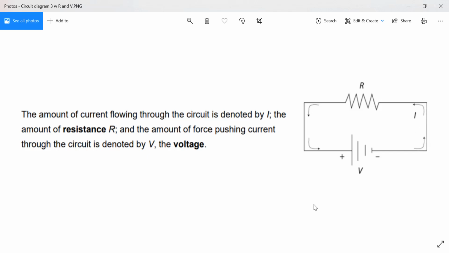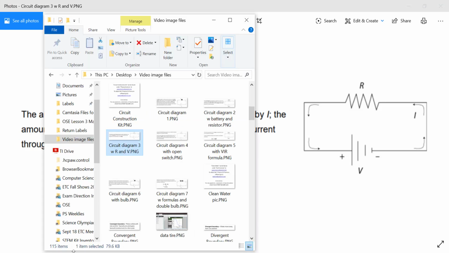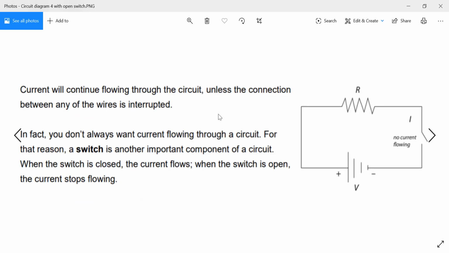So there's a relationship that these things have. And so let's see, what else can I show you here? Let's go over to the next one. All right, so now we're going to introduce this idea of a switch.